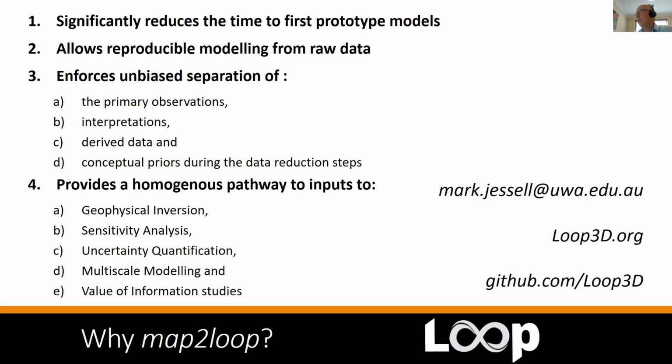And as a result of that, it produces a homogeneous pathway to the inversion codes that we're working on, to sensitivity analysis. How important is this observation to the final model? Uncertainty quantification, because we can build hundreds of models with different preconceived ideas, is helping us to build models at different scales using the same data. And the work that Mark Lindsay's doing is allowing us to look at value of information. How important was a drill hole to building a model which actually reproduced all of the available data? Or could we have saved the money in this case?